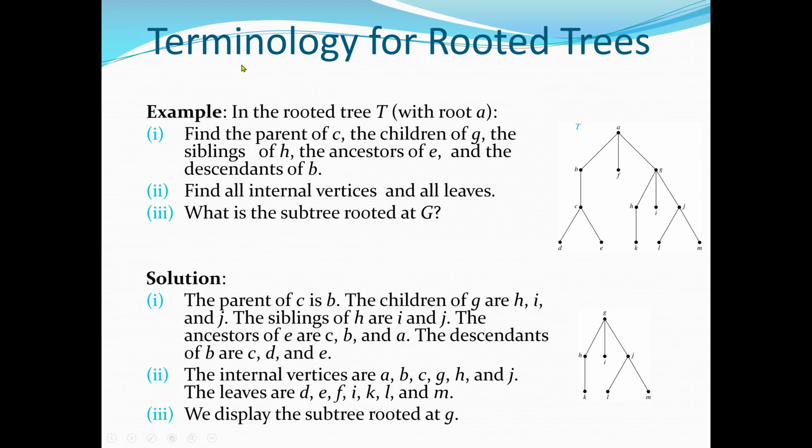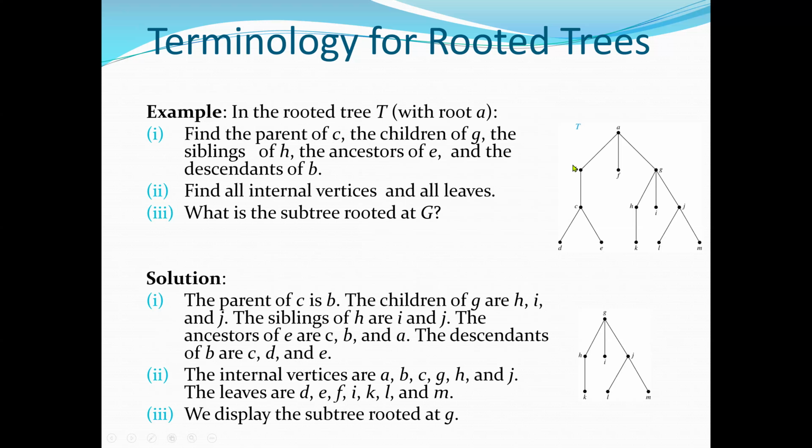So we want to go through some of the terminology for the rooted trees here. We have an example here saying that in the rooted tree T with a root A, we are talking about the diagram here, the root is A. Find the parent of C. Okay, let's do that first. The parent of C, so C is here. So the parent of C will be B.